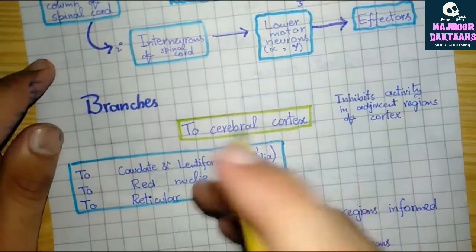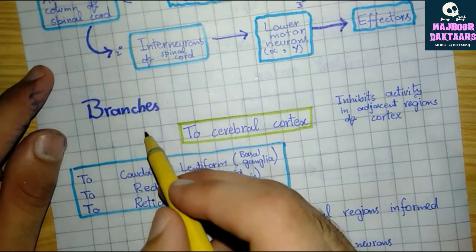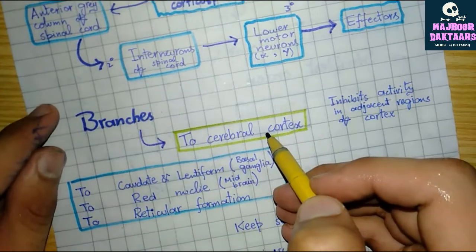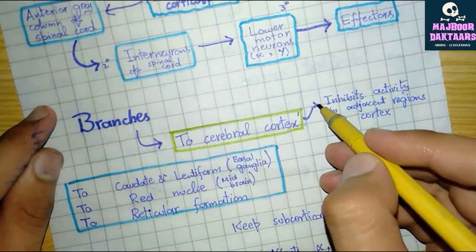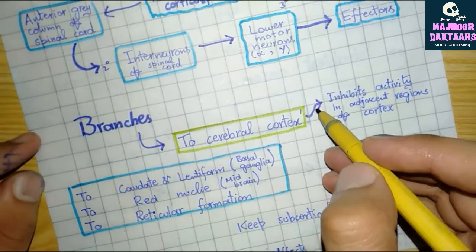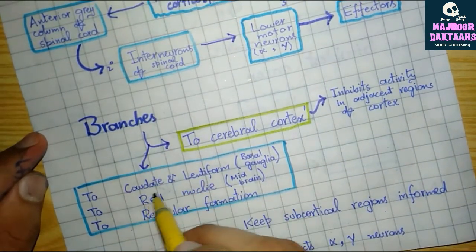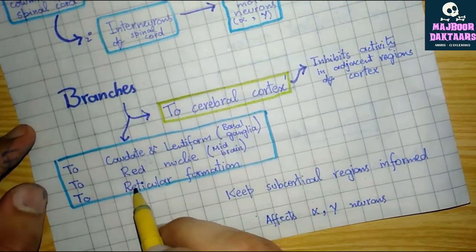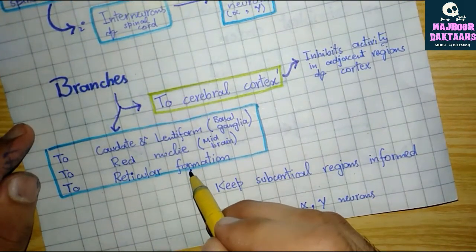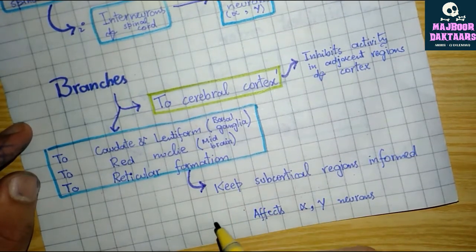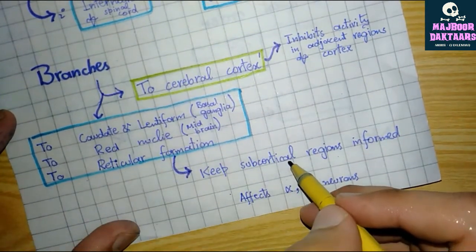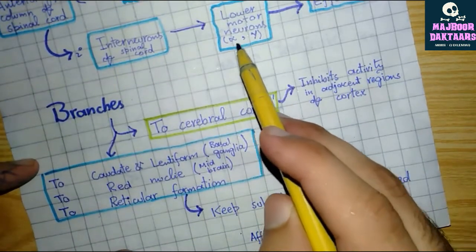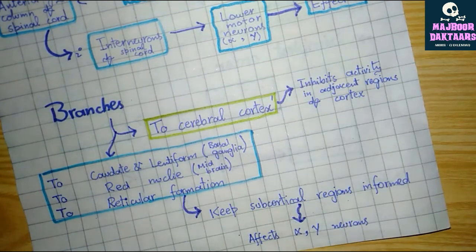And now talking about the branches of the corticospinal tract. The corticospinal tract during its descent gives branches to the cerebral cortex in order to inhibit the adjoining areas, while it also gives branches to the caudate and lentiform nuclei of the basal ganglia, to the red nuclei of the midbrain and the reticular formation. All these branches keep the subcortical region, which is below the cerebral cortex, informed, and this information gives them a pathway to affect the lower motor neurons, especially the alpha and the gamma neurons.